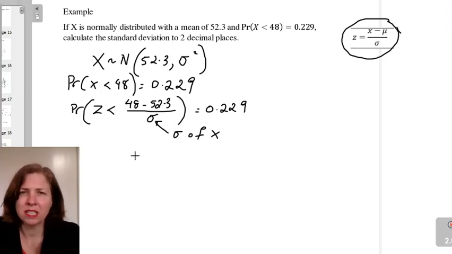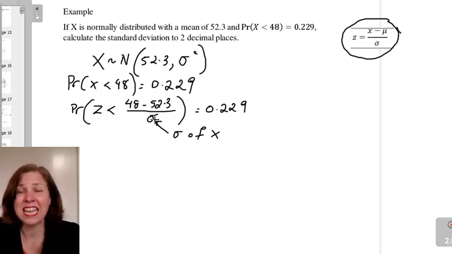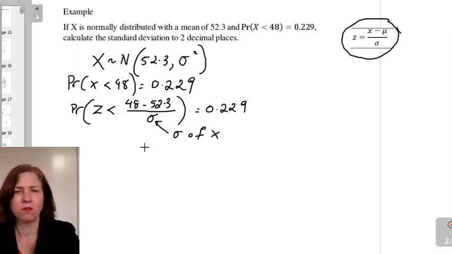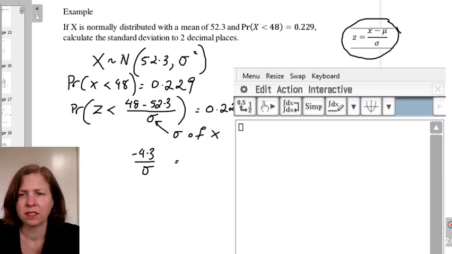It's very similar to the last examples we were doing, except that now instead of just a value of c here or k, I've got a little equation. So first of all, let's work out 48 minus 52.3, that's negative 4.3 over sigma. I'm going to grab my CAS. So let's do that. Turn on CAS. There it is.